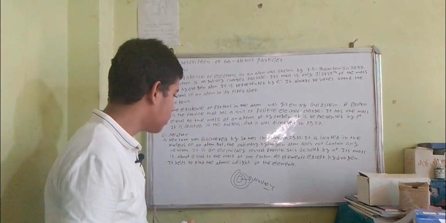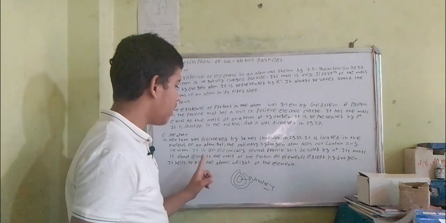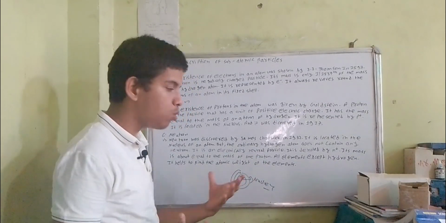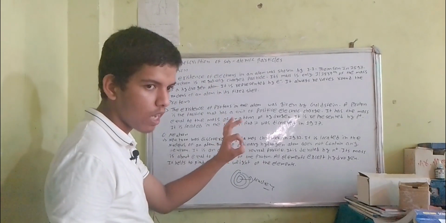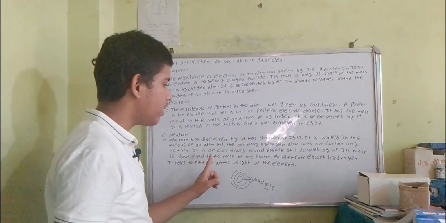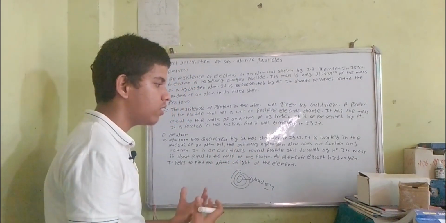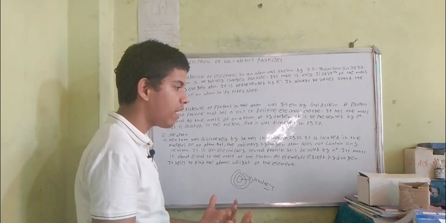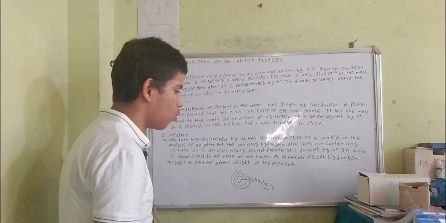It is an electrically neutral particle. Neutral particle means they don't have any kind of charge. They are neutral, zero. It is an electrically neutral particle, meaning they are chargeless, they are zero, whatever you call. They don't have any kind of charge. It is denoted by n to the power 0.